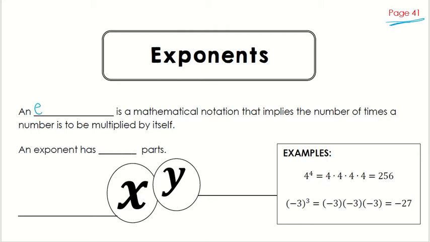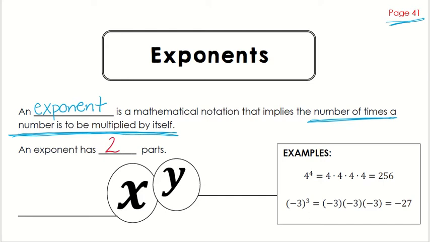An exponent, surprise, surprise, is a mathematical notation that implies the number of times a number is being multiplied by itself. So in that sentence, the number of times a number is being multiplied by itself, that is the important piece of information. There are two parts to an exponent.